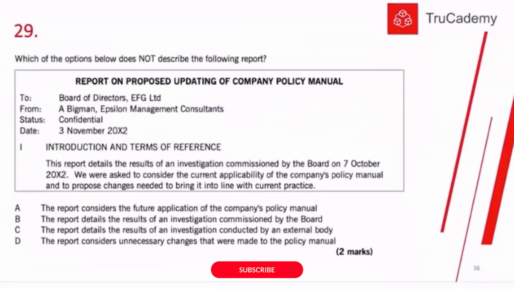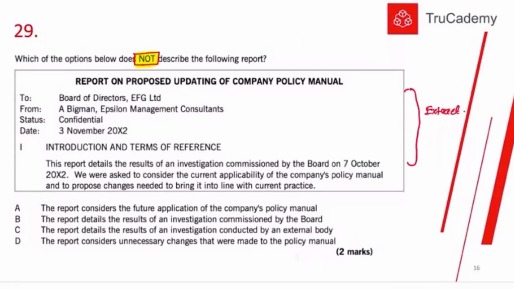Question 29. Which of the options below does not describe the following report? Here, an extract of a report is given, and you need to see, out of these 4 options, which option does not belong to the following report. So give it a try. Yes, Sarah. Which option is correct? B. Okay, let's see what is happening in the report.